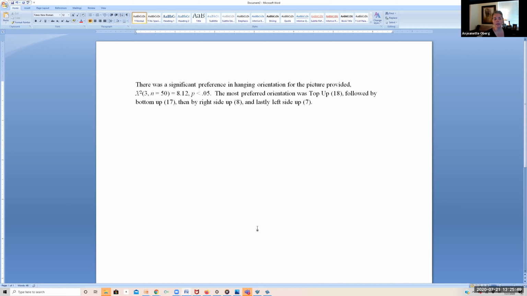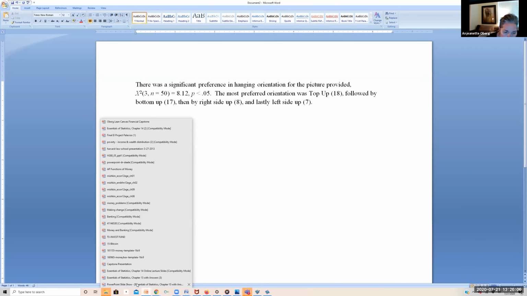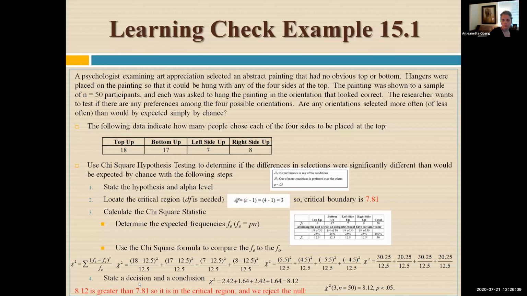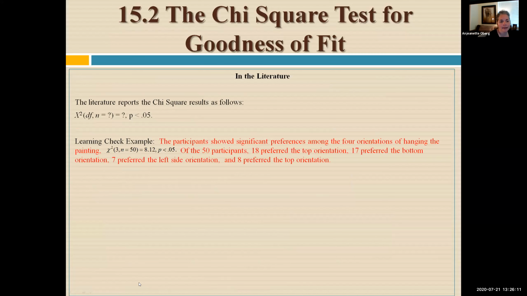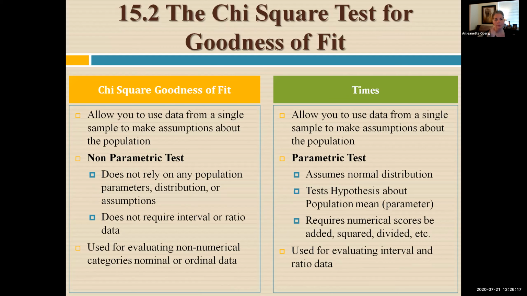Goodness of fit can be used for either testing whether the sample fits the population or whether or not there's a preference among the categories. We used a sample for the no preference. Okay, so now let's go back to our presentation. And here you see it in the literature, okay? Okay, now, moving on.